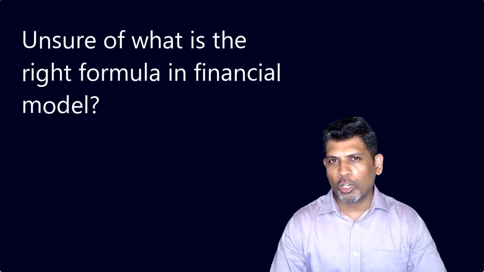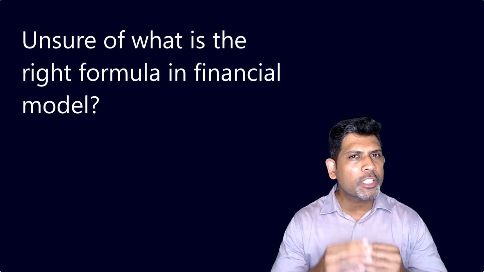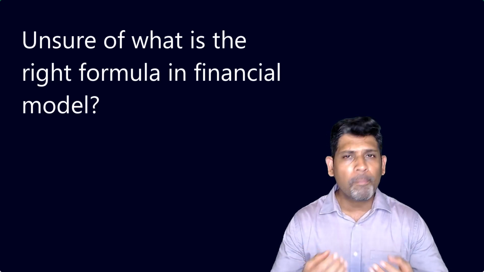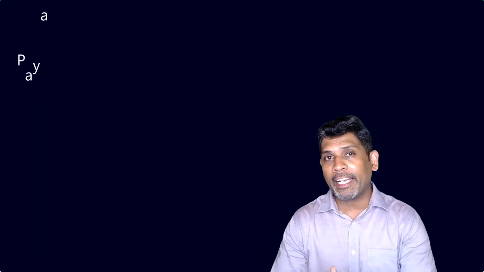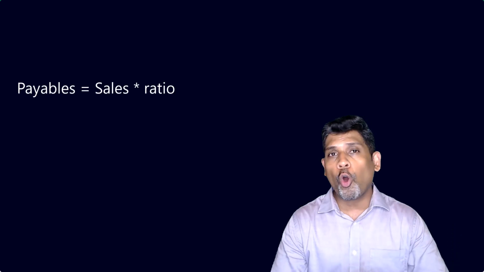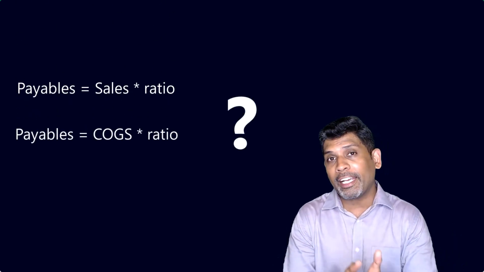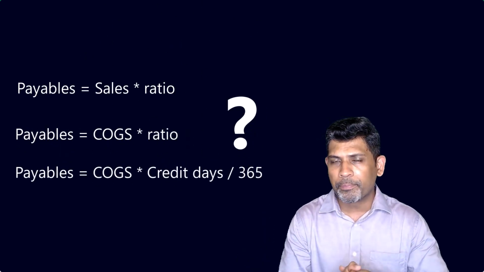Many financial modelers, especially beginners, get confused when they see different people using different approaches to model the same line item. For example, I often get this question on trade payables. Should trade payables be taken as a percentage of sales or should it be taken as a percentage of cost? And in fact, should we be taking it as a percentage of cost or should we be using days outstanding?